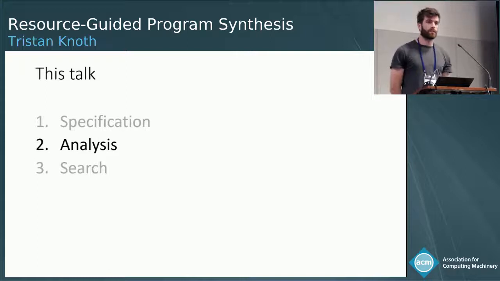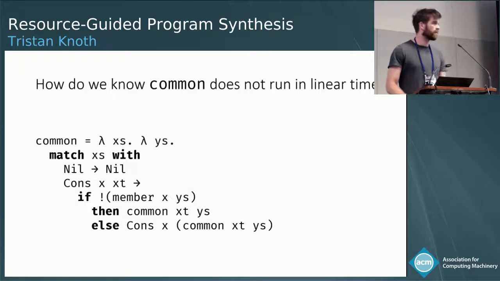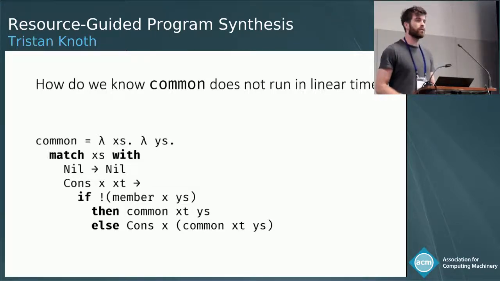So now you've seen what the specifications look like. So let's talk about how we use this information to automatically analyze resource usage. So let's go back to this slow version of common. How do we know that it's going to exceed the linear resource bound we want?